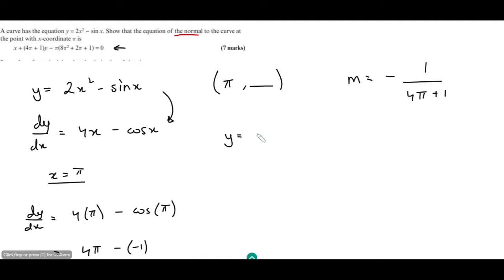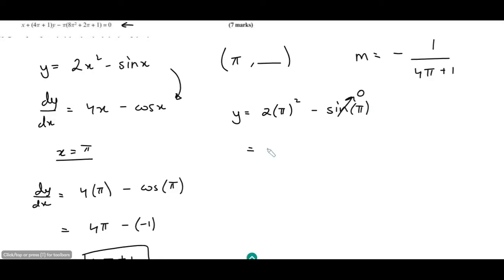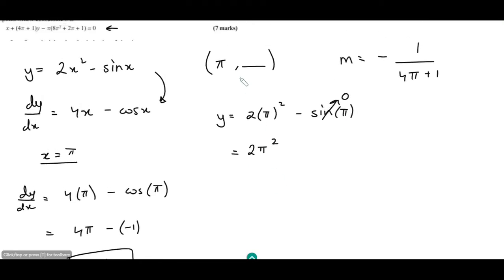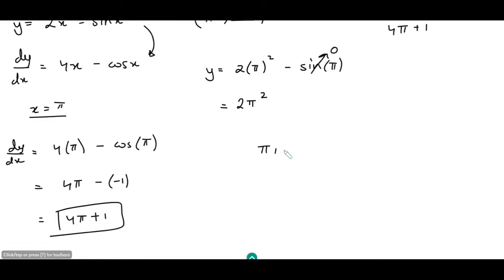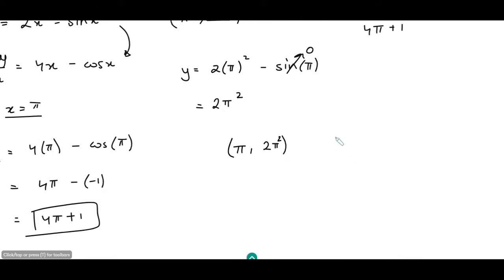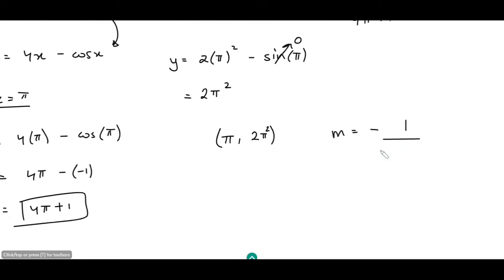Well, y equals 2 times π squared minus sin of π. Okay, and sin of π is 0, so all we're left with is y equals 2π squared. Okay, so now we have everything we need to find the equation of the normal to the curve at the point where the x coordinate is π.